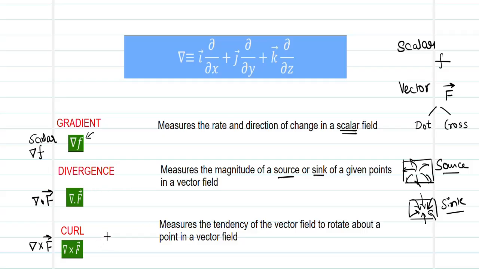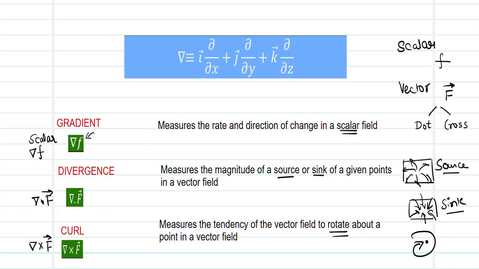The next one is your curl. What does curl measure? It measures the tendency of a vector field to rotate about a point. How much it can rotate about a point is going to be measured by your cross product, which is denoted as curl. So you have three operations which can be performed by this del, referred to as gradient, divergence and curl. Gradient acts on a scalar, divergence and curl act on a vector. Del dot product means divergence, cross product means curl.